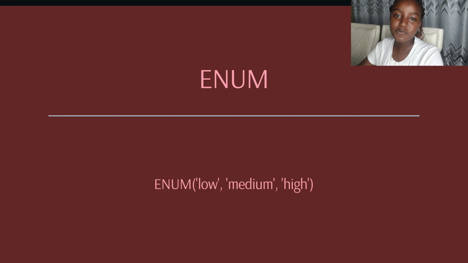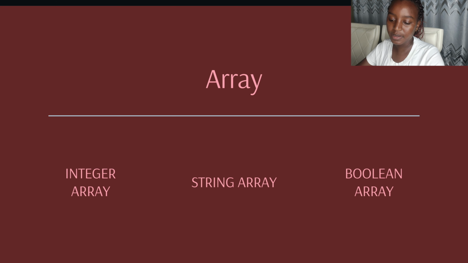We have enum, which gives us a specified set of options. For instance, I only want my options to be low, medium, and high. So in this case, you can only assign one of these to this column when allocating it. We have array. We can have an integer array, we can have a string array, we can have a Boolean array, and so on and so forth. Basically, array is a collection of another data type.